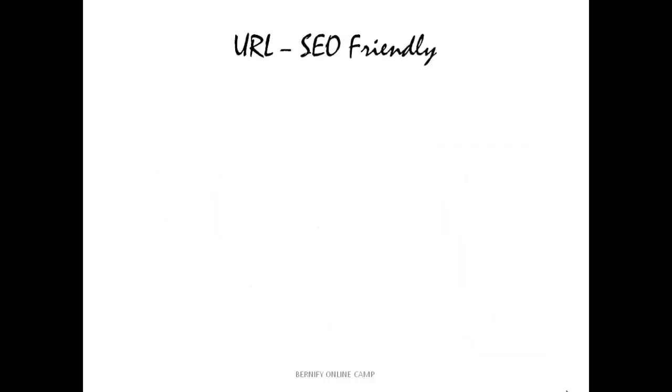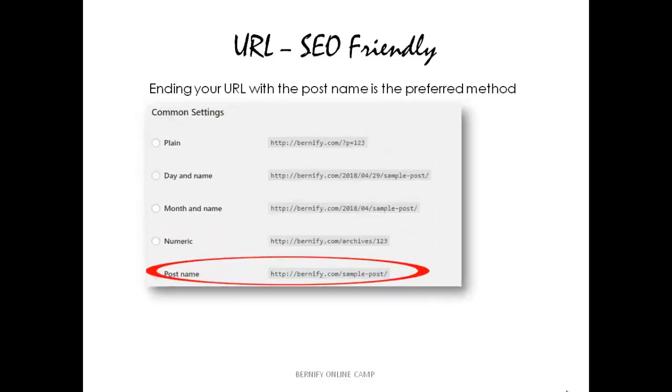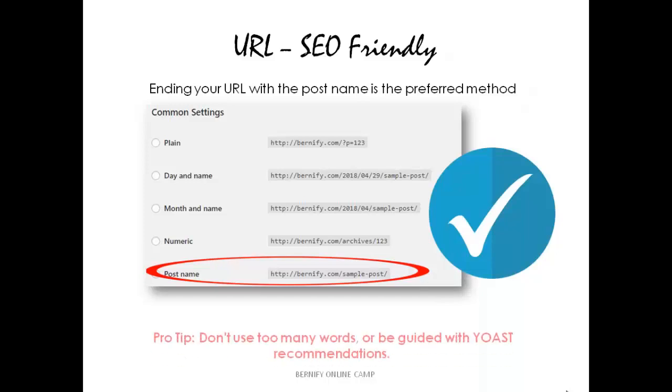And last, we have the URL. I recommend using a simple and clear permalink structure, and the URL with the post name is the preferred method. For an added bonus, I recommend adding your main keyword somewhere in the post name. So pro tip, don't use too many keywords or be guided with the YOAST recommendations.